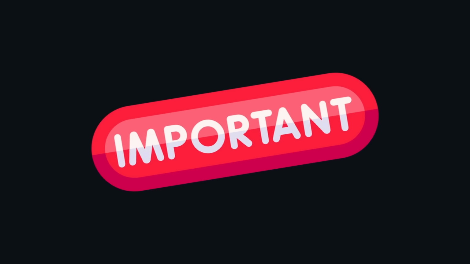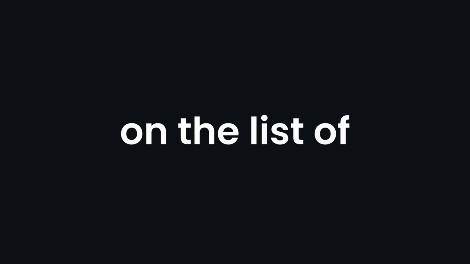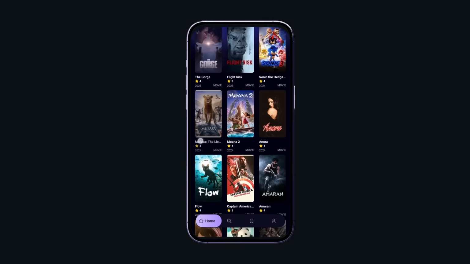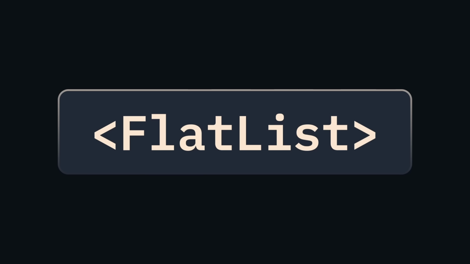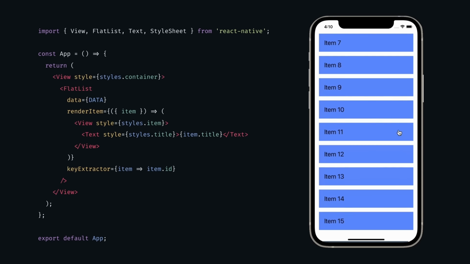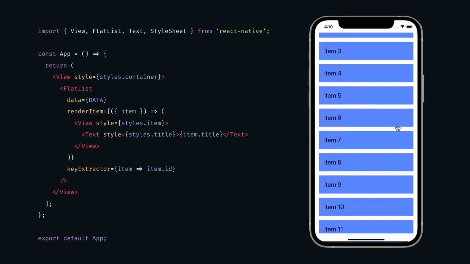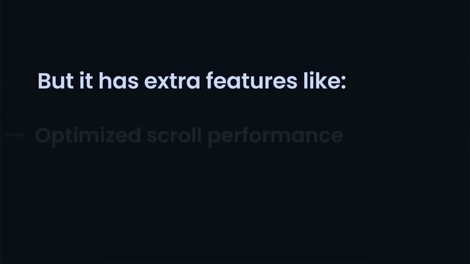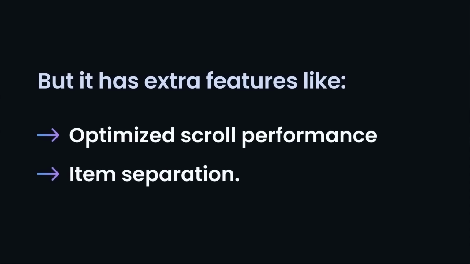Now, the next super important component on the list of components I want to teach you right now, and which we'll use later on within our app, is called a flat list. A flat list is perfect for rendering long lists of items that need to be scrolled. It's like the map function in React, but with some extra features like optimized scroll performance and item separation.